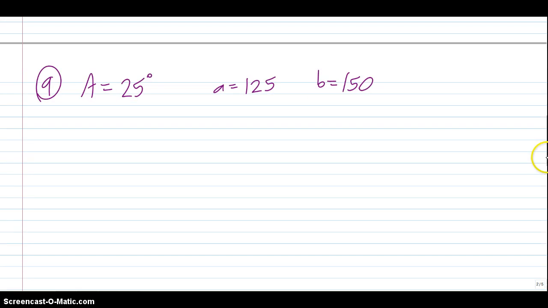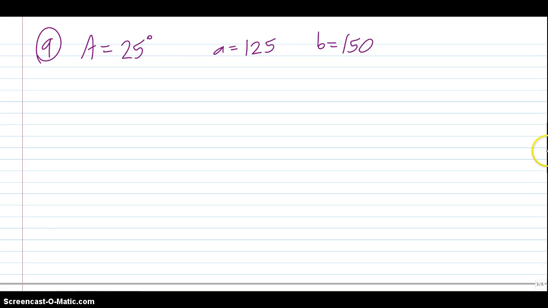Number 9. This one's kind of interesting. I believe they ask us how many possible triangles there could be, and to find them if there are any. So solve them. I'm going to draw myself a quick picture. This time I don't know it's a right triangle. It's just a plain old triangle. They tell me angle A is 25 degrees. A, the side across from angle A, is 125. And B, the side across from angle B, is 150.